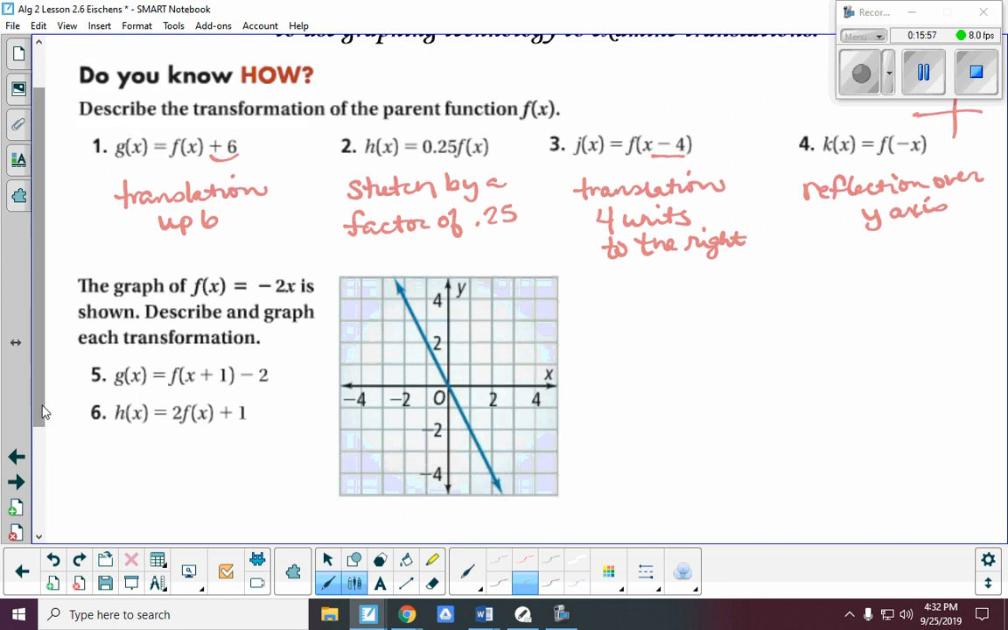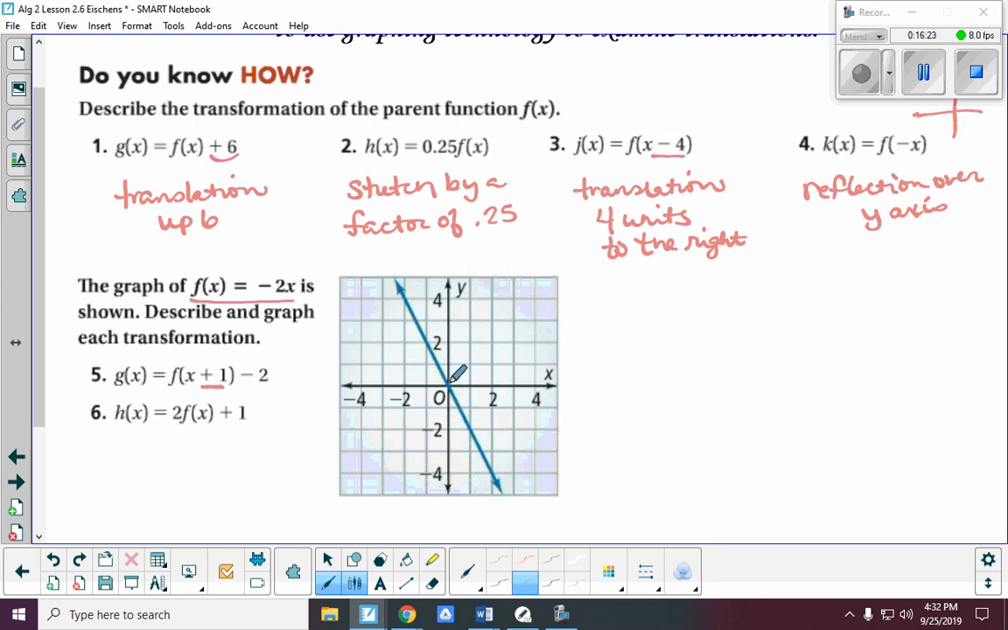All right, so this next equation says the graph of f of x equals -2x is shown. Describe and graph each transformation. So this one is saying, and we're not going to graph it, but we'll just describe what's happening. Inside of the parentheses, it says it's x plus 1, so we take the opposite sign, so that means we're going to go 1 to the left, and this means we'll go 2 down. So all the points will go 1 to the left and 2 down.